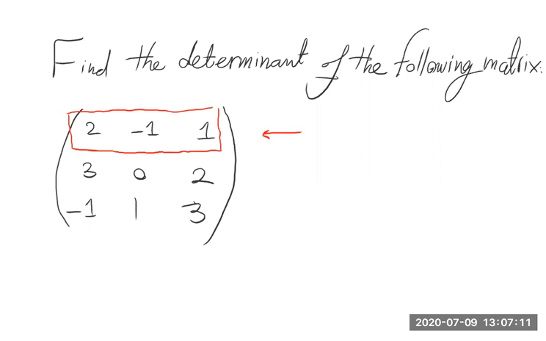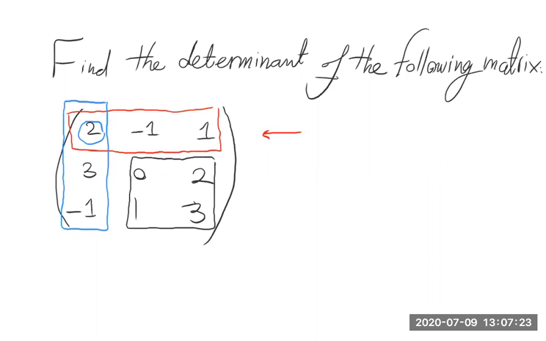Okay, we start with the first element. Consider the column which has the first element. It would be the blue column. Look at the remaining parts. It would be 0, 2, 1, 3. Compute the determinant of the remaining part. It would be 0 times 3 minus 2 times 1. It would be 0 minus 2. It would be minus 2.